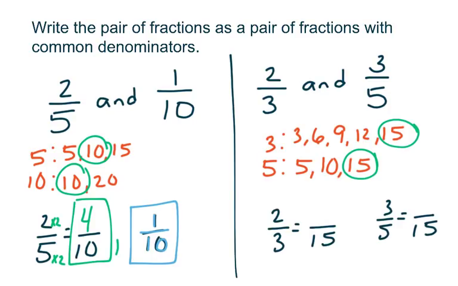Now I notice after I listed my multiples that these have 15 in common, so 15 is going to become my common denominator. My next step is now to rewrite these fractions so that they both have 15 in their denominator by using equivalent fractions to help me.